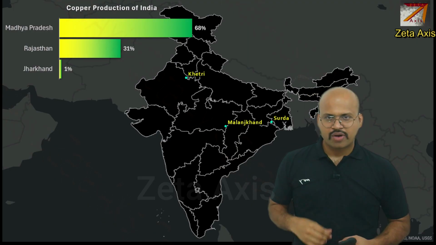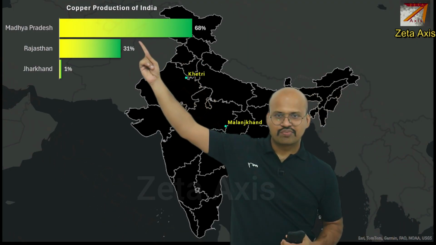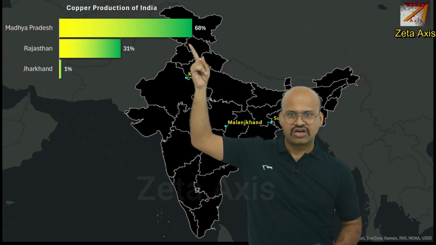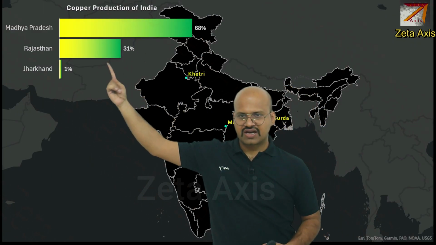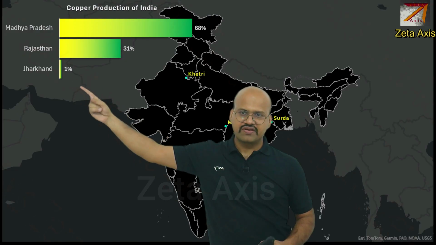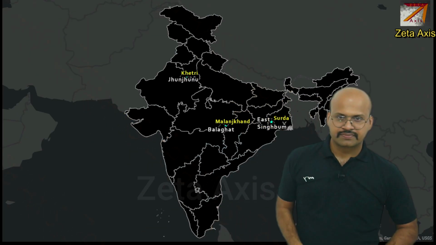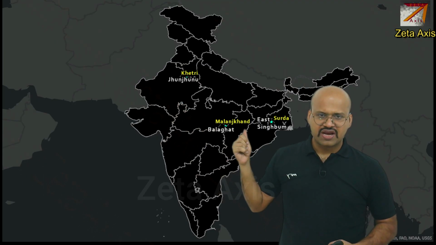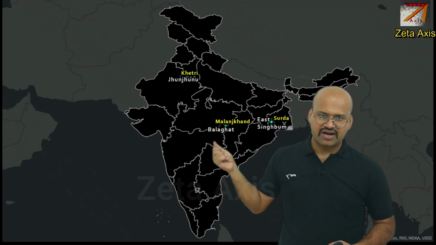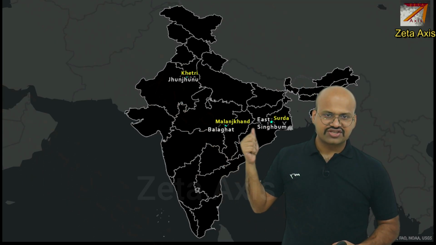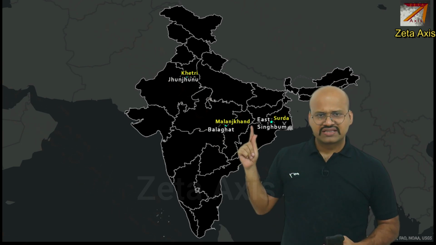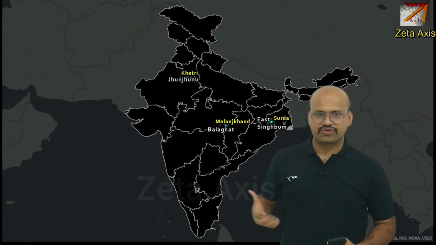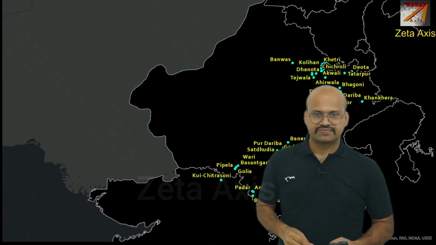So if we see the copper production of India, Madhya Pradesh produces almost 70% or more than 2/3 of the copper in India. Then we have Rajasthan and Jharkhand, which produce very little copper. The Khetri mines are located in Junjunu district. The Malajkhand mine is located in Balaghat, and Surda is located in East Singhbhum district. Remember, this Malajkhand mine is the highest producer of copper in India.